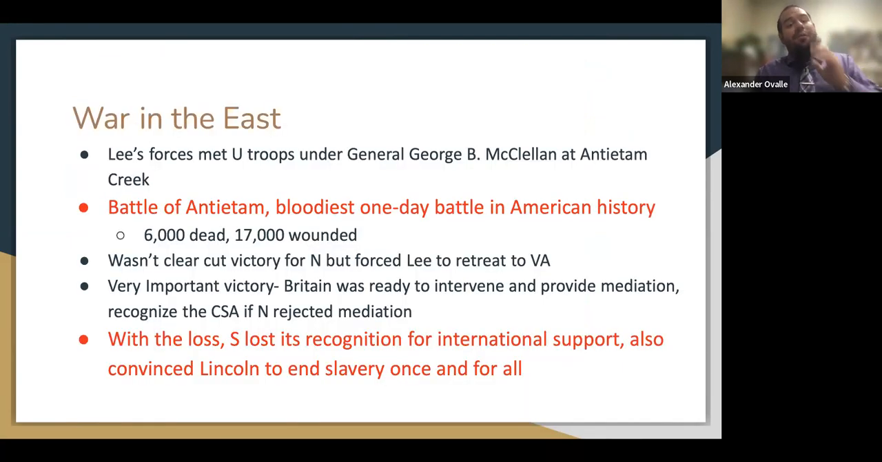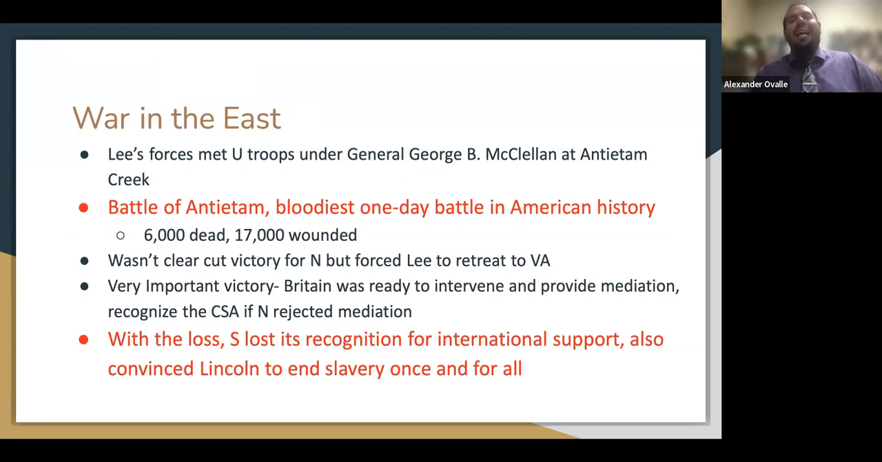Okay, war in the East. So General Robert E. Lee, you know, from Virginia, will go to the South and support the Confederates. He will meet Union troops under the leadership of General George B. McClellan at Antietam Creek. The Battle of Antietam is the bloodiest one-day battle in American history. Let it be known. Hopefully you memorize that. It might be on your test.